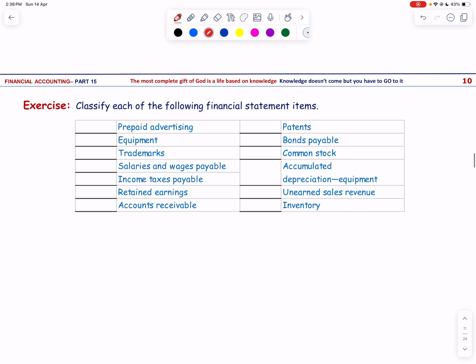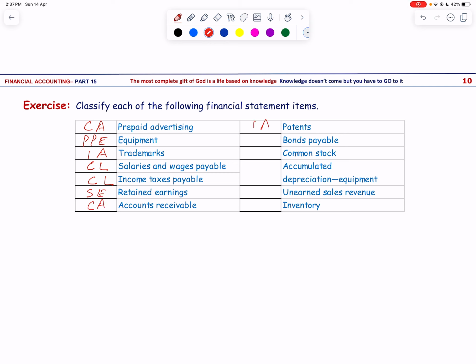Classify each of the following financial statement items. So prepaid advertising is a current asset. Equipment is property, plant and equipment. Trademark is an intangible asset. Salaries and wages payable is a current liability. Income tax payable is a current liability. Retained earnings is stockholders' equity. Accounts receivable is a current asset.